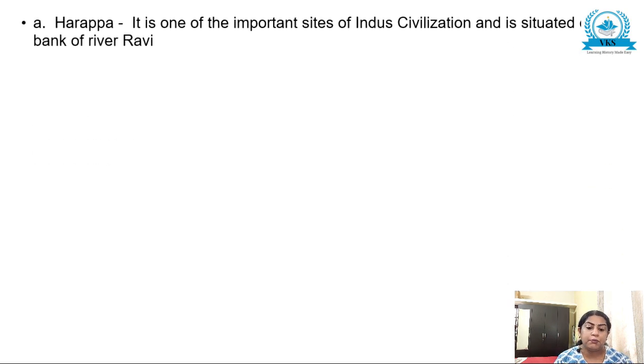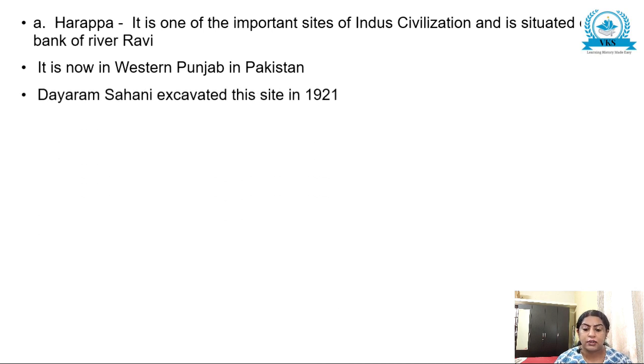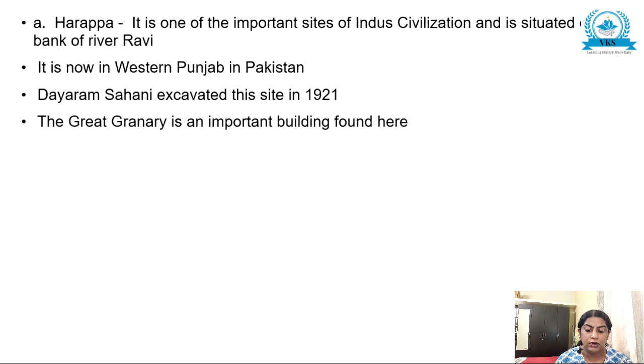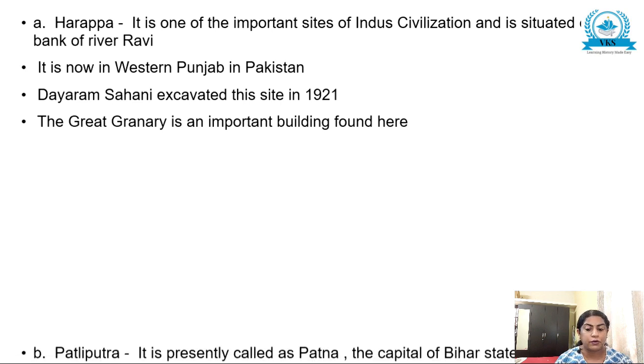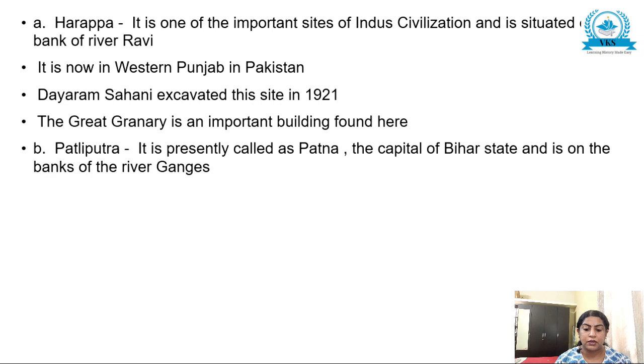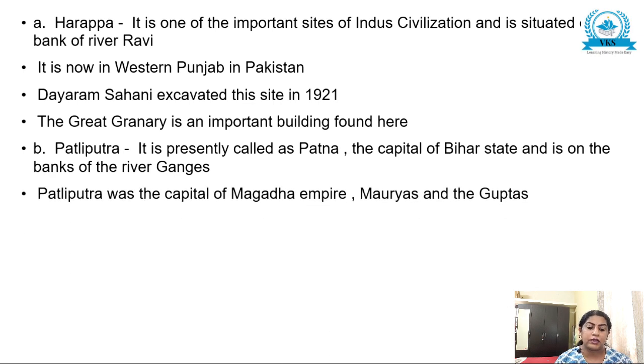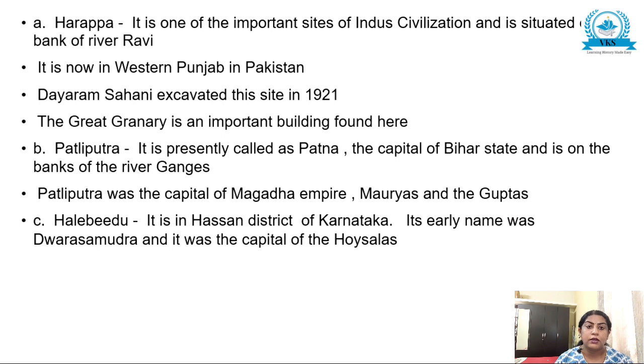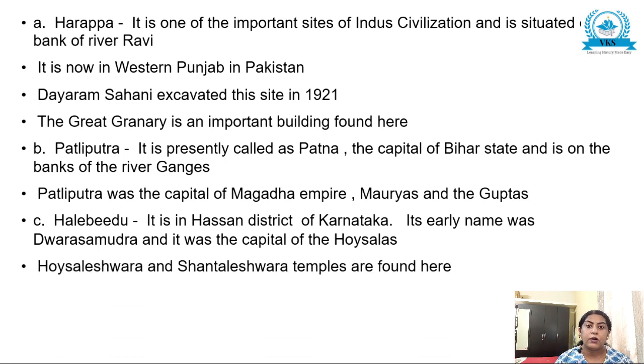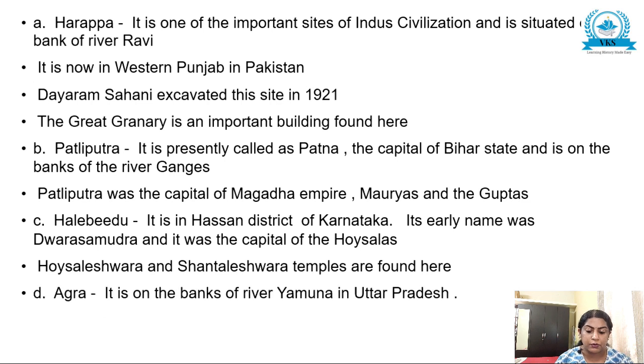Harappa, it is one of the important sites of Indus civilization and is situated on the banks of river Ravi. It is now in western Punjab in Pakistan and Daya Ram Sahni excavated this site in 1921. The Great Granary is an important building found here. Second place Pataliputra. It is presently called Patna, the capital of Bihar state, and is on the banks of the river Ganges. Pataliputra was the capital of Magadha Empire, Mauryas and the Guptas. Third is Halebeedu. It is in Hassan district of Karnataka. Its early name was Dwarasamudra and it was the capital of Hoysalas. Hoysaleshwara, Shantaleshwara temples are found here.